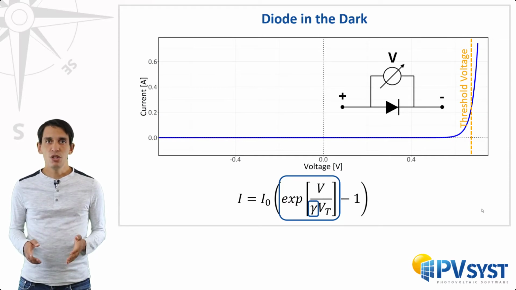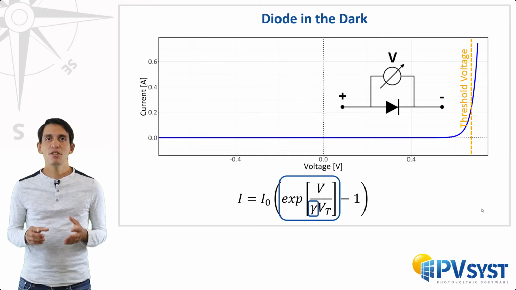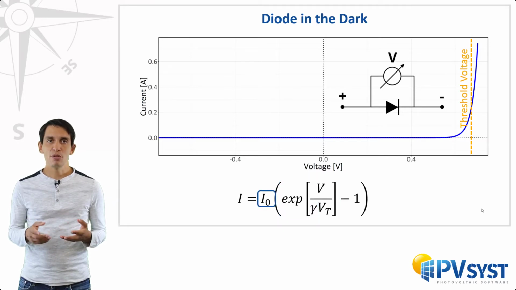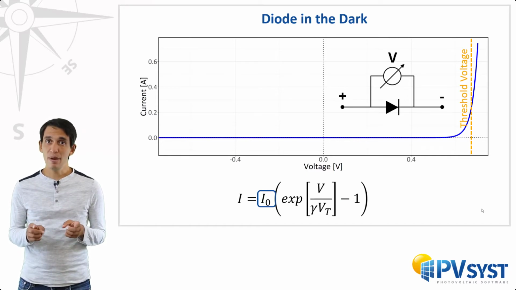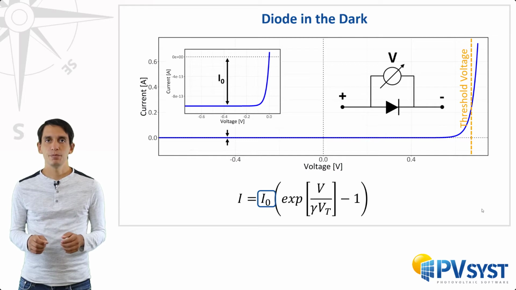For negative voltages, the exponential term will become negligible, and there remains a very small negative current. We call this the saturation current, which is usually written as I0 and pronounced I-naught. The current is on the order of pico, that's 10 to the minus 12, or even femto, 10 to the minus 15 amps. If we zoom in, we can see that here.